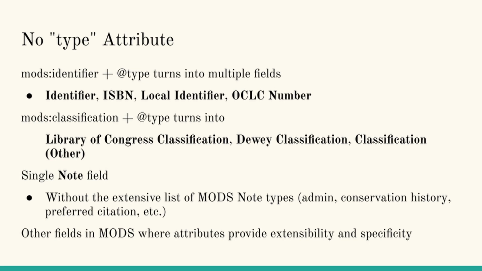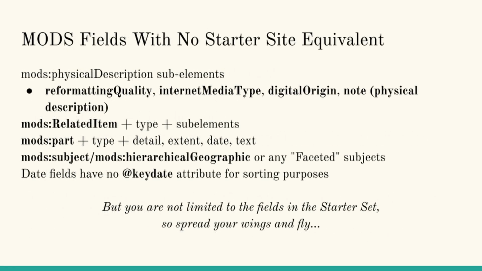So if you want to distinguish administrative or conservation history, you need to do a little bit of extra work. And then there's lots of other attributes that continue to add shades to fields which may not exist in the Starter Site. Just a few examples of some other fields that don't have a Starter Site equivalent. Physical description is one of the elements with sub-elements like reformatting quality, internet media type, digital origin. Those don't have an equivalent, although some of those are taken into account with the technical metadata, so maybe you don't need a separate internet media type field.